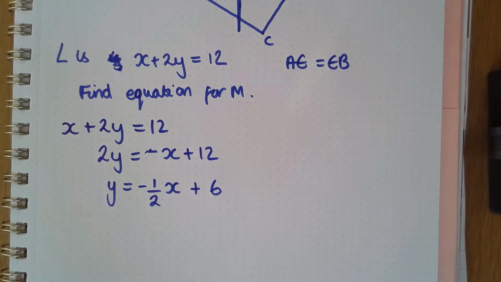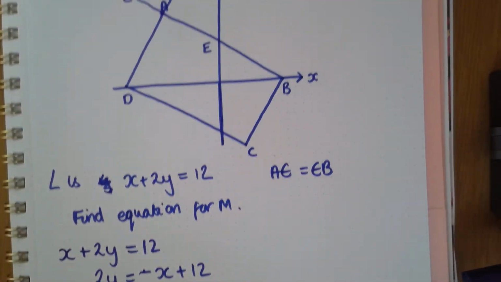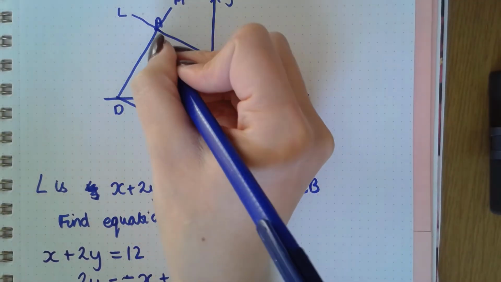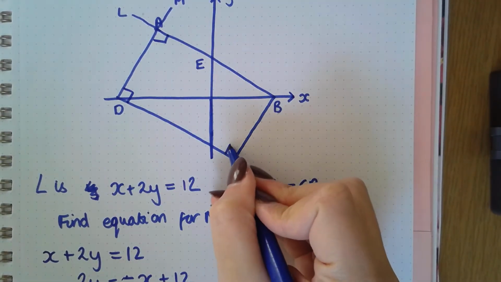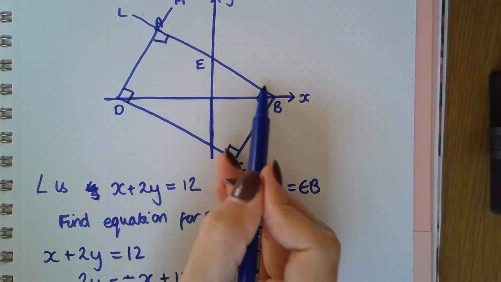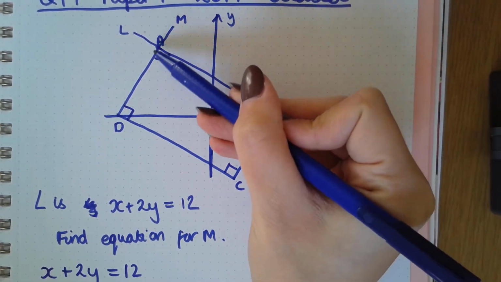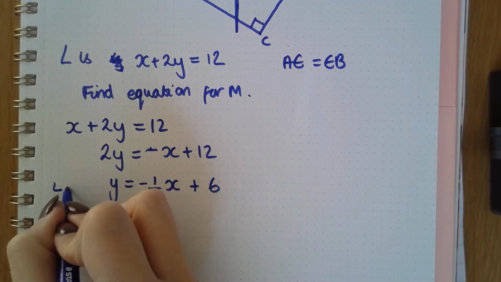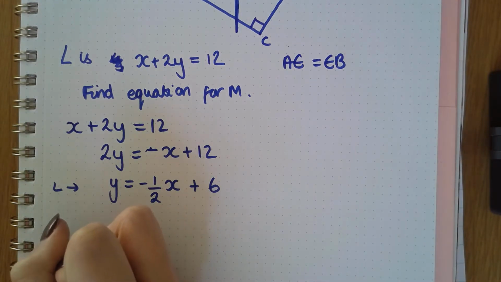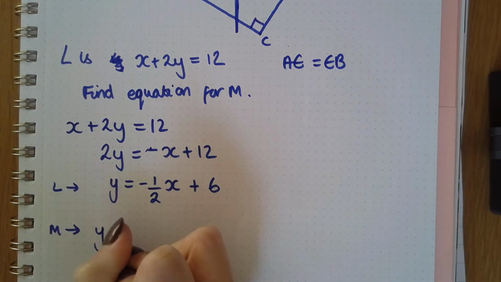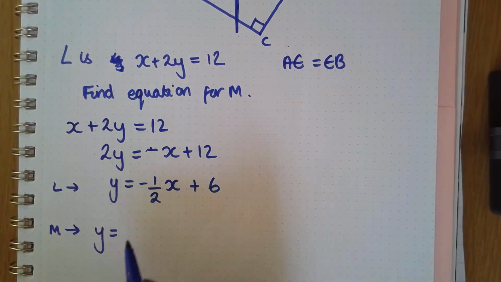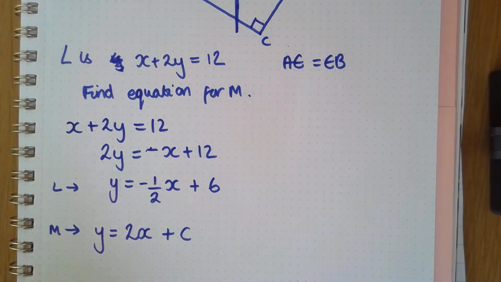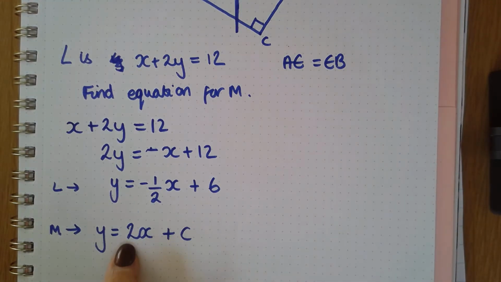we know that the gradient is minus a half. You're given that this is a rectangle up here, so we know the corners of the rectangle all make 90 degrees. So we know that the line L is perpendicular to the line M, so we're looking for a perpendicular gradient. L is still y equals minus a half x plus 6. So we know that M is going to be y equals the negative reciprocal, so it will be 2x, and we don't know what the number at the end is. So we've now got the gradient for M.